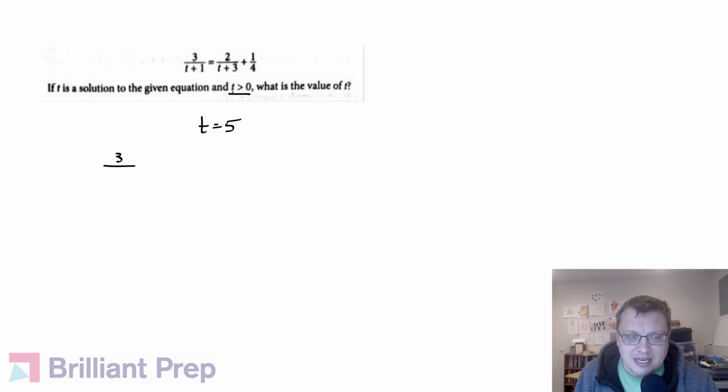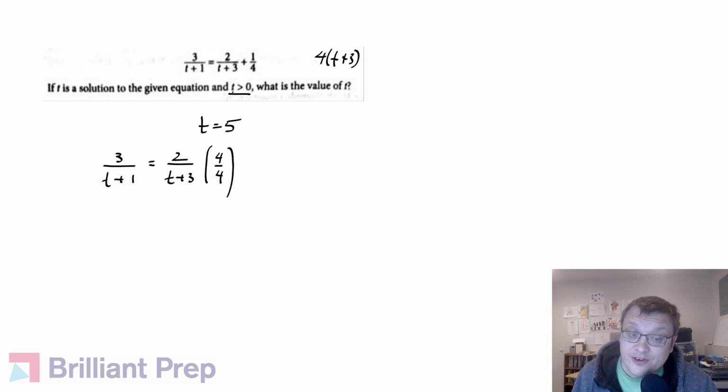So on the left side, we're going to leave it alone, 3 over t plus 1. But here, what's the common denominator of 4 and t plus 3? It would just be the product, in this case, 4 times t plus 3, which means this term right here, 2 over t plus 3, I'm going to need to multiply by 4 over 4 so that I've got that common denominator. And remember, I can do this because I'm just multiplying by 1. And by the multiplicative identity, anything times 1 is itself. So we're not breaking anything.